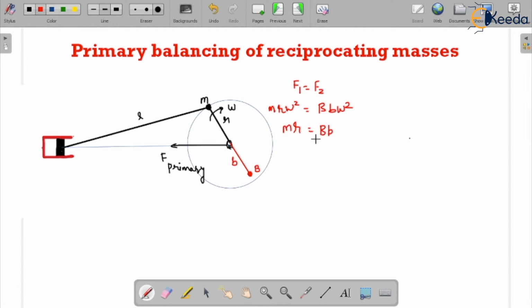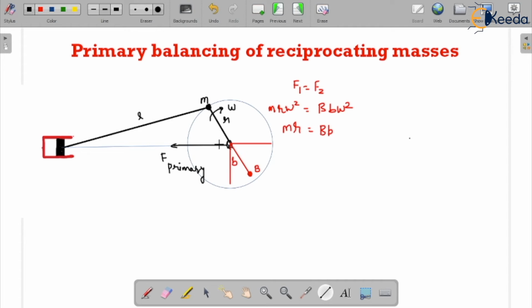B b is equal to m r, but the centrifugal force produced due to the revolving mass B also has a vertical component and a horizontal component. See here, this is the mass which is going to be attached here, and in order to balance this mass, we have attached this mass B at a distance b from the center of rotation. So it is at a radius b, and it would have two components, one in the horizontal direction and another in the vertical direction.